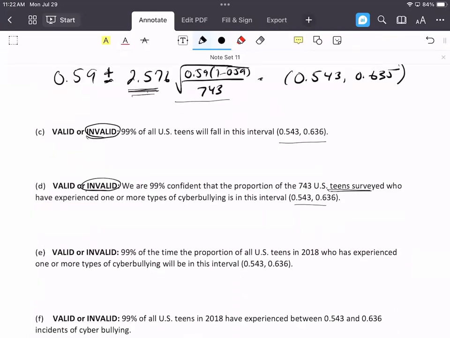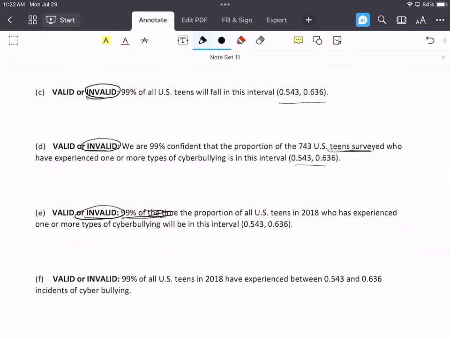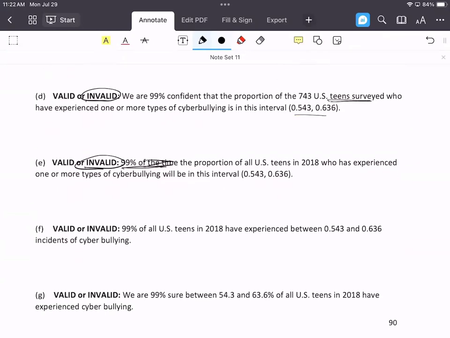99% of the time, for E, the proportion of all US teens in 2018 who have experienced one or more types of cyberbullying will fall in this interval. We're not talking about percent of the time, we're talking about level of confidence. So percent of the time, no, 99% confident. So once again, this is invalid. We're talking about confidence or chance or probability. We're not talking percent of time.